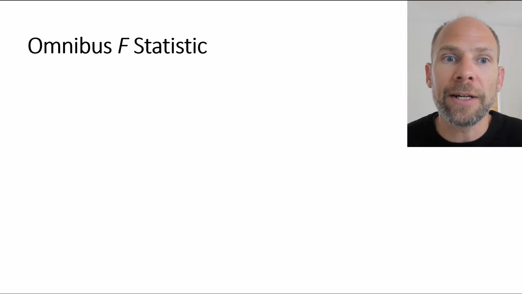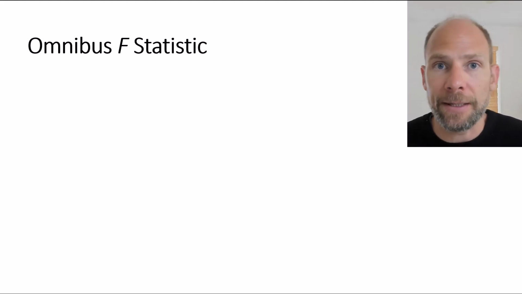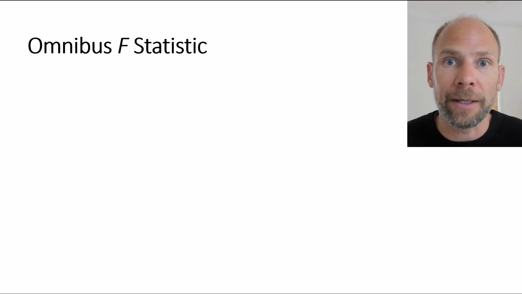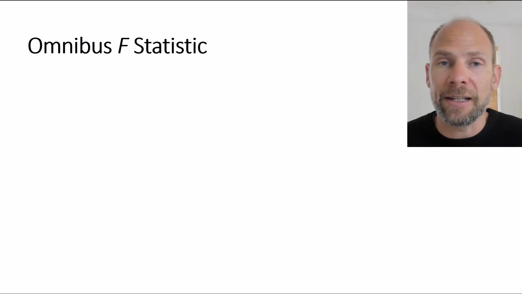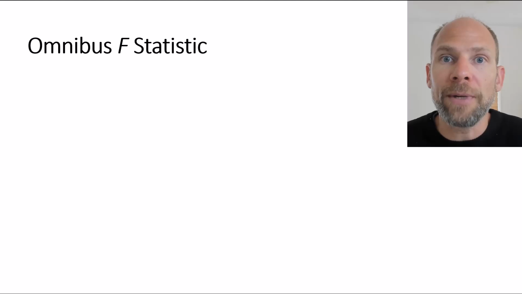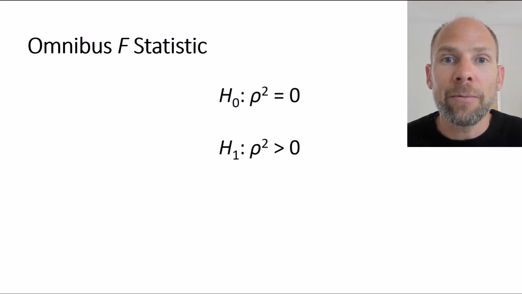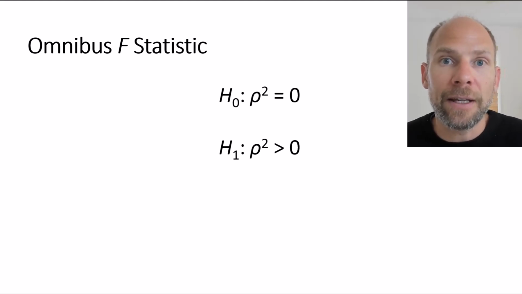Also in regression analysis, we have inferential statistics. So we also conduct tests of significance typically to find out whether a given effect is statistically significant. And the first test that we usually conduct is an omnibus F test. The omnibus F test tests whether the squared multiple correlation is significant in the population.